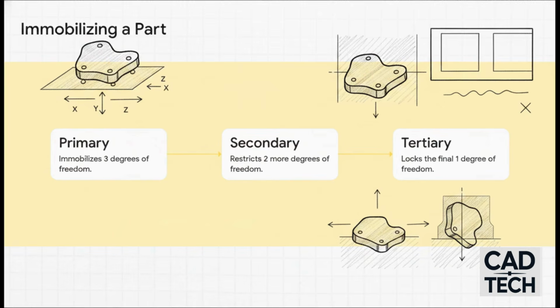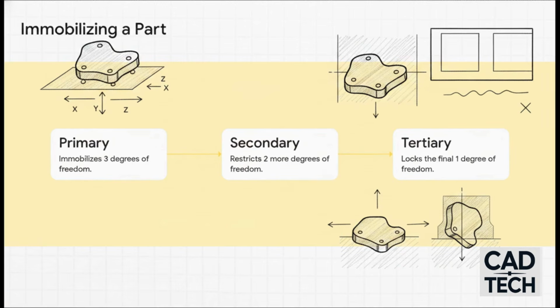This establishes at least 3 points of contact and immediately immobilizes 3 degrees of freedom, locking down some translation and rotation. Step 2. Pushing it up against the secondary datum simulator makes 2 more points of contact, restricting 2 additional degrees of freedom. Step 3. Pushing it into the tertiary datum makes 1 final point of contact, locking that last remaining degree of freedom.